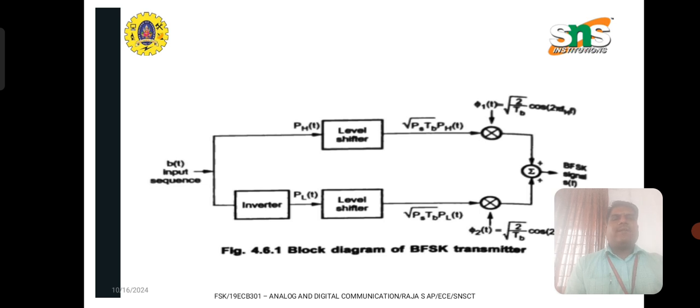Similarly, when data 0 comes, it is given to the inverter, that is p_L of t. p_L of t is given to the level shifter, and the output will be root 2 P_S T_B into p_L of t. These are both multiplied using a product modulator, which is indicated as a circle with a cross symbol inside. Both these multiplied carriers are given to the summer, and the summer delivers the addition of both the higher, that is symbol 1, and the lower, symbol 0, and then we get the BFSK signal.